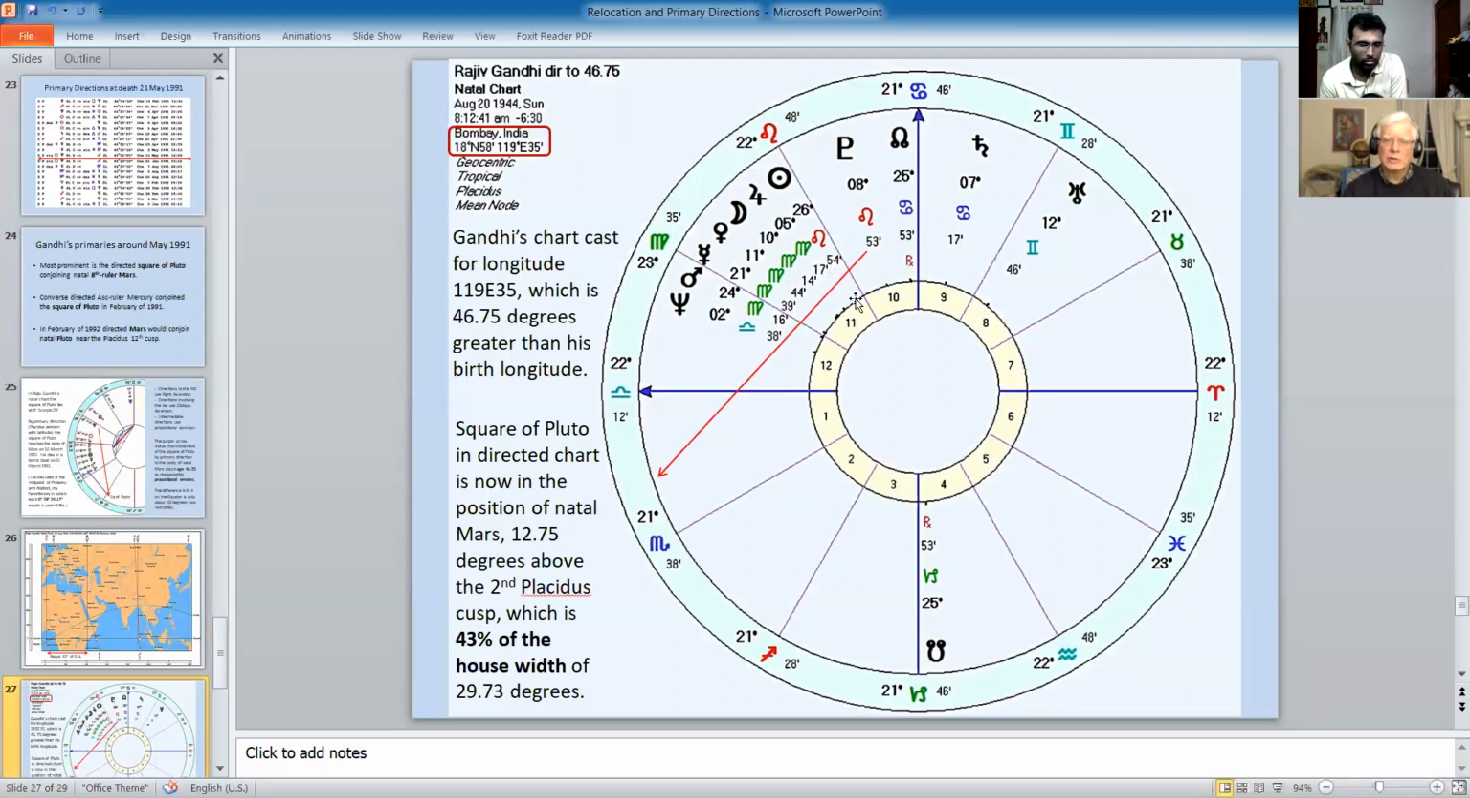And so our question is, here's Pluto at 8 of Leo as it was before. Here's the square of Pluto. When does this square of Pluto, this little arrow here, get to the same point in the first Placidus house that Mars occupied proportionally when he was born? So let me go back to the birth chart.